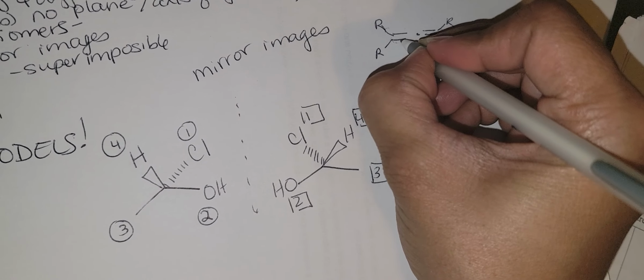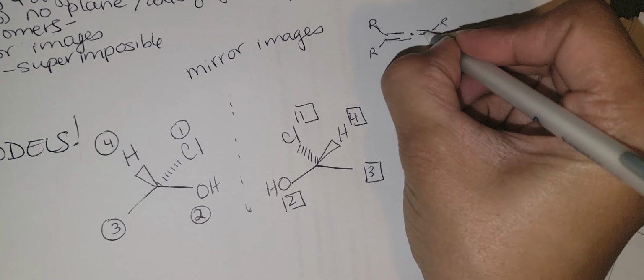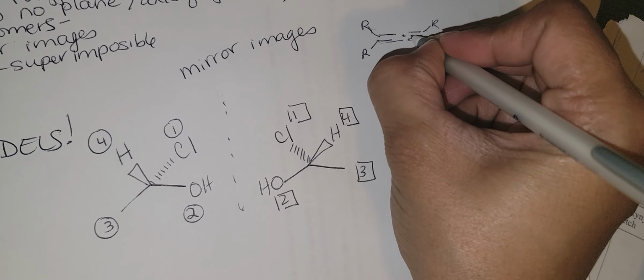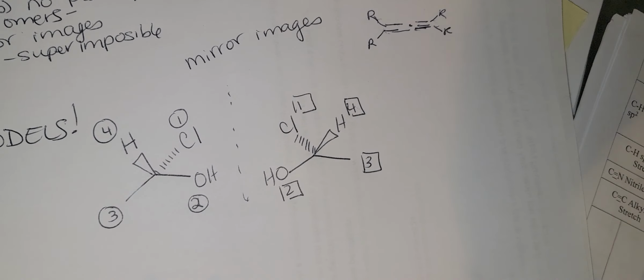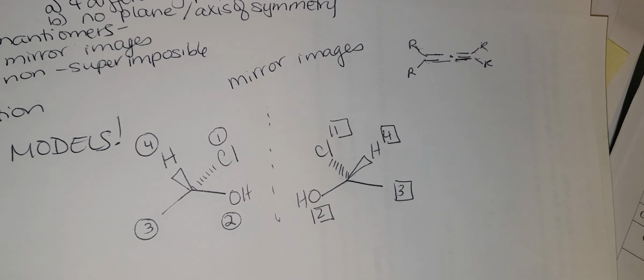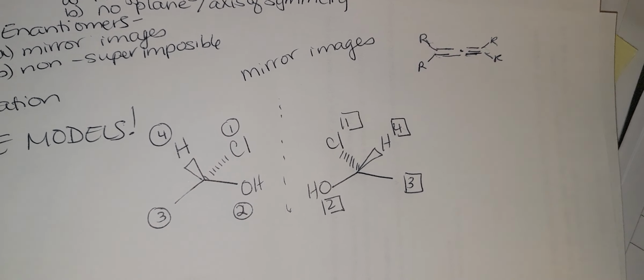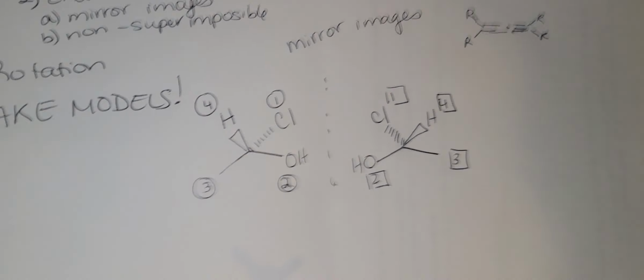So this is actually 2 double bonds next to each other. The dot just represents that there's a second double bond, it's a double bond and then a second double bond next to it. So that's what the dot represents.